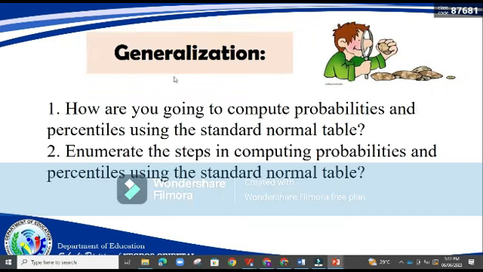Now, generalization. I want you to answer these two questions. Number one, how are you going to compute probabilities and percentiles using the standard normal table? Number two, enumerate the steps in computing probabilities and percentiles using the standard normal table.